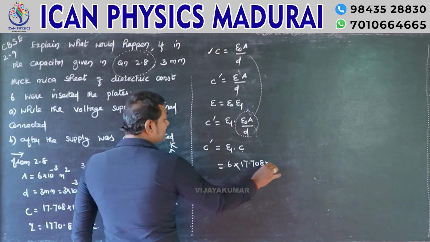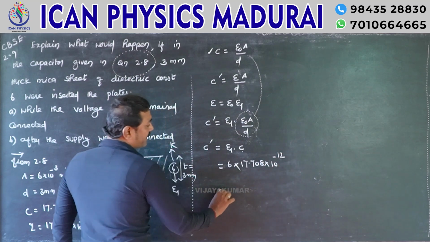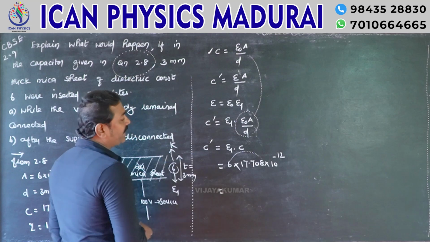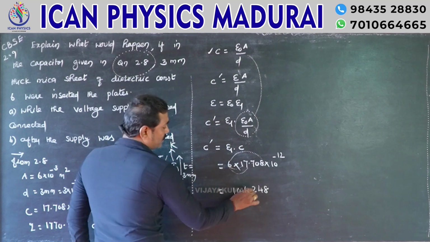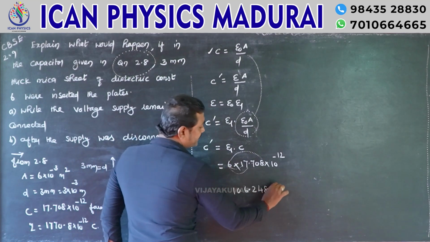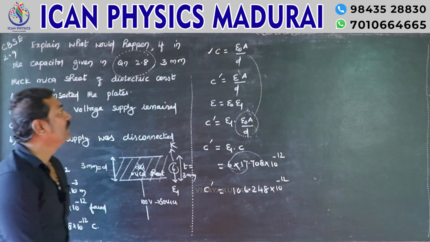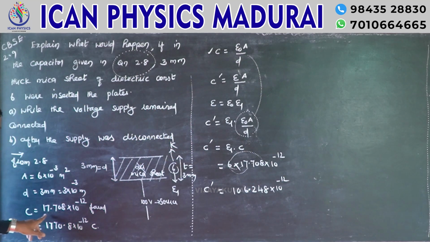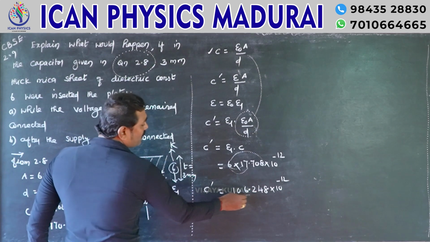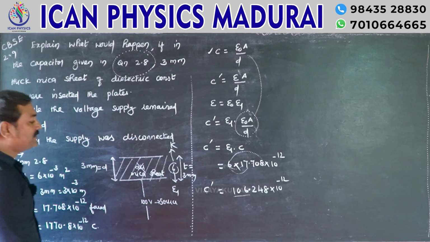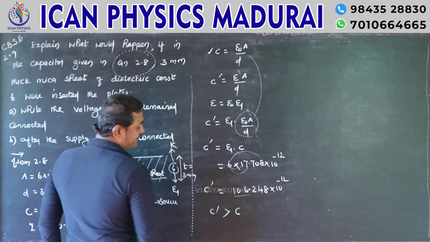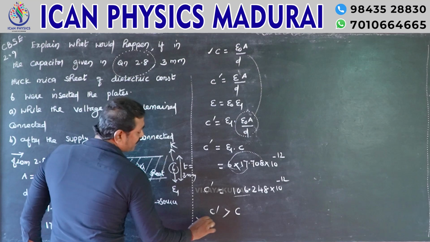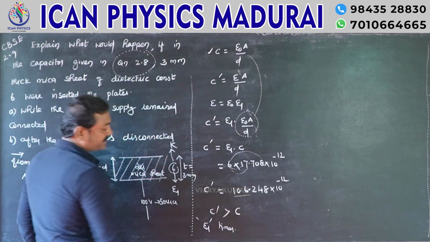17.708 into 10 to the power minus 12. Now, 6 8s are 48. So, C dash equal to this much. Now, compare. Here the capacitance is 17.708. Now, the capacitance is 106 times. So, C dash is greater than C. How many times? Epsilon R times increases.